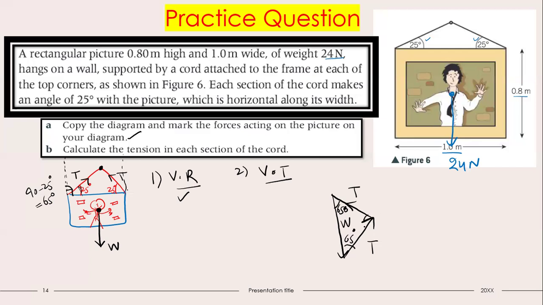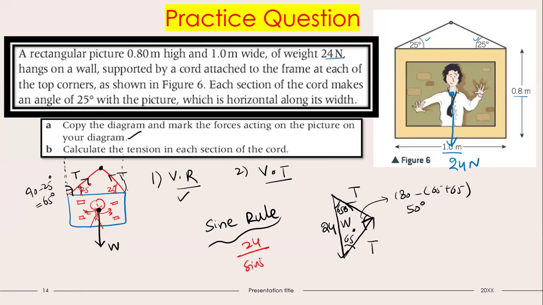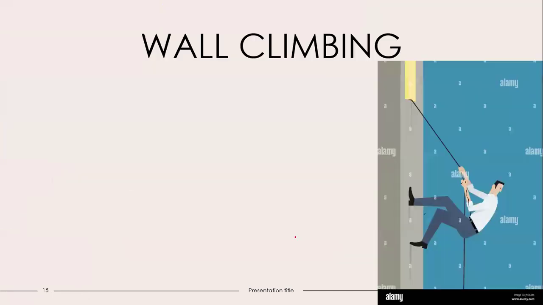Okay, so now you can work out this angle, which is 180 minus 65 plus 65, which I hope comes out to be 50 degrees. So you know all three angles and you know the weight. So you will be using the sine rule here to get your answer. The sine rule is 24 over sine 50 is equal to T over sine 65. Doing this, you can find the value of T.